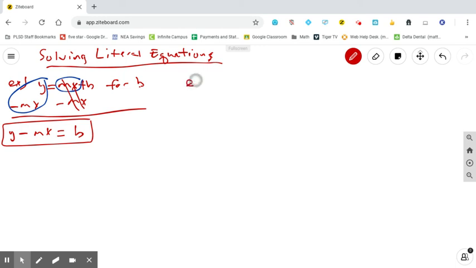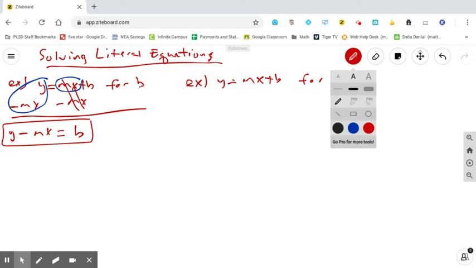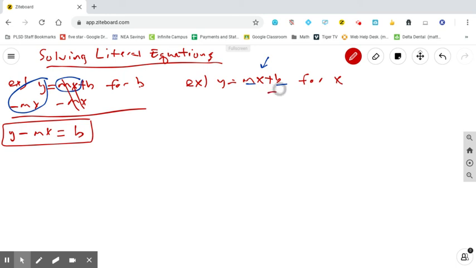Let me do another example. Again, I'm going to use this y equals mx plus b. This time, though, I want to solve it, let's just say for, I don't know, x. So again, I'm trying to get to this thing right here, which means I got to get rid of this, and at some point I got to get rid of this. And much like what we did before, you want to get rid of the thing that's not attached to it first. So since I'm trying to solve for x, I need to get rid of this b. Let me subtract b from both sides.